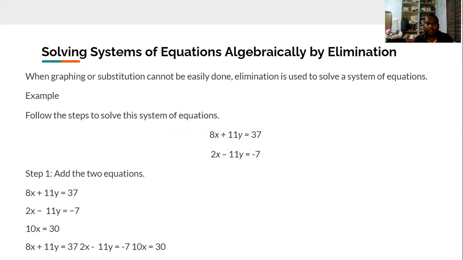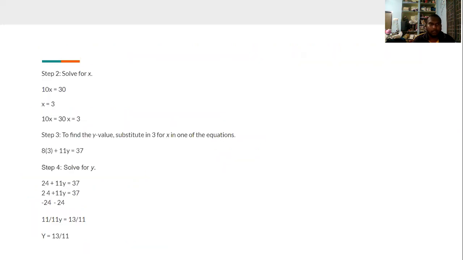Step 1. Add the two equations. 8x plus 11y is equal to 37, and 2x minus 11y is equal to minus 7. Then the equation will be 10x is equal to 30. Step 2. Solve for x. 10x is equal to 30, therefore x is equal to 3.